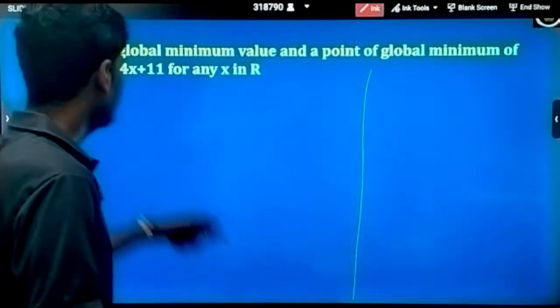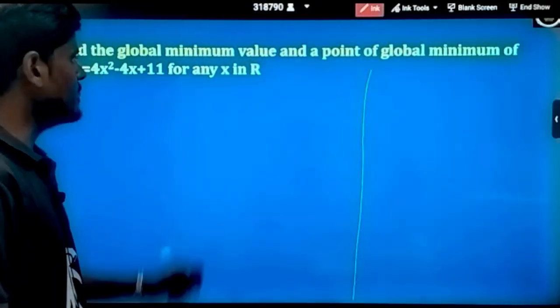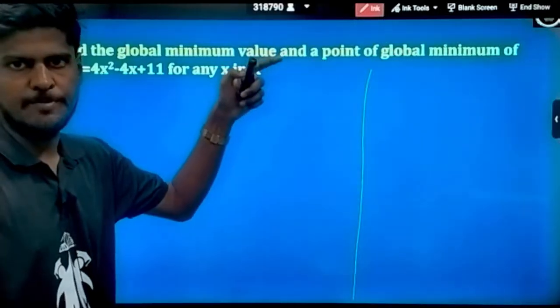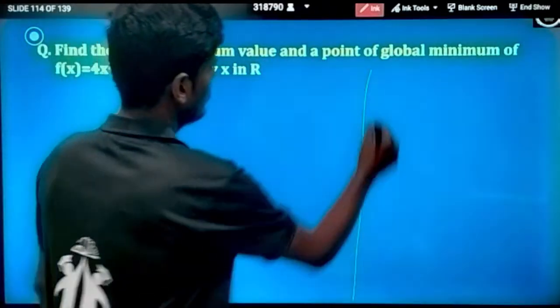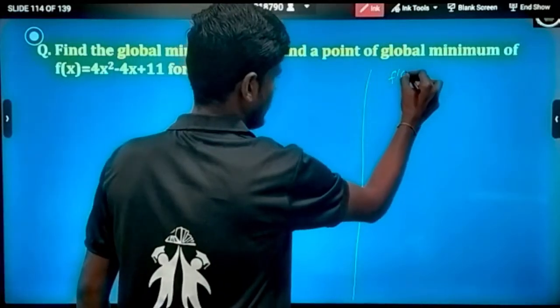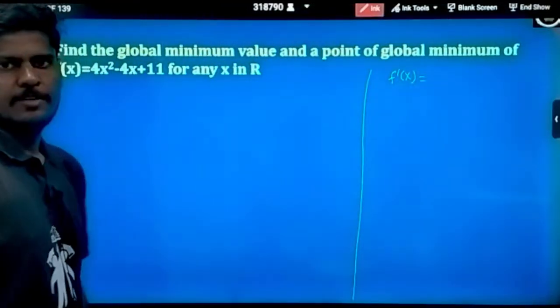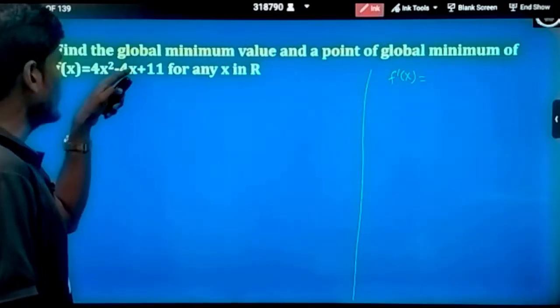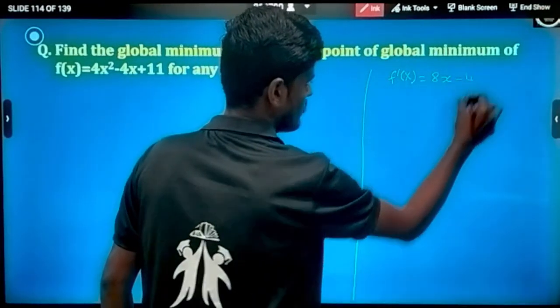Take the function f of x. How to find the minimum and maximum value for a function? At a minimum or maximum value, the first derivative should be 0. So we can write f dash of x. What is f dash of x? Differentiate this function, we will have 8x minus 4. So f dash of x is 8x minus 4.